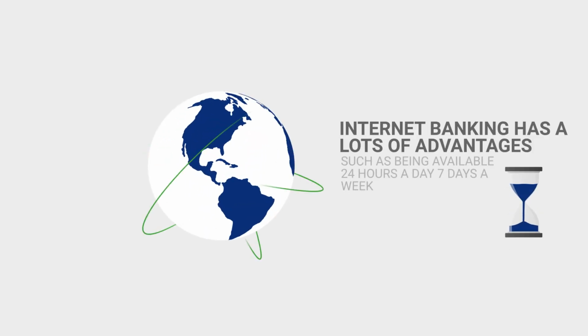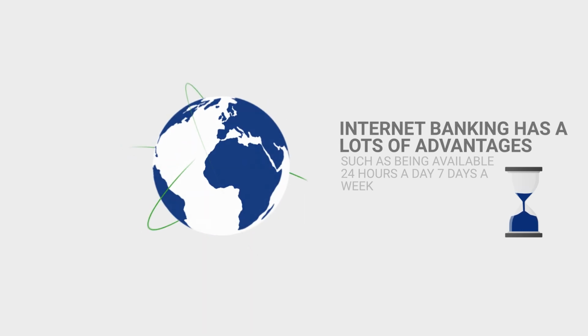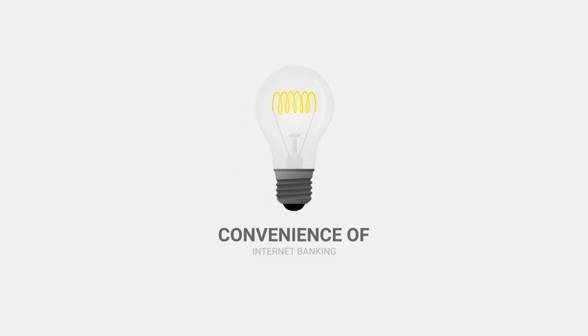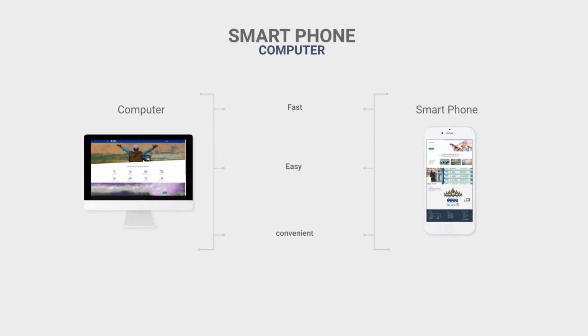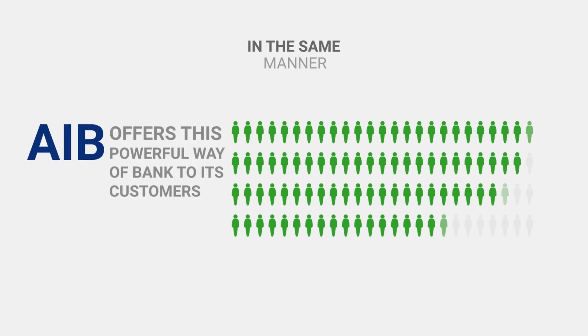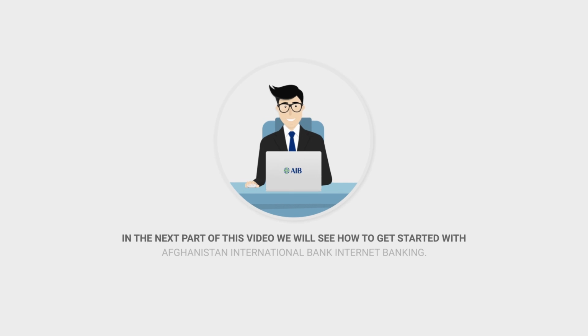Internet banking has lots of advantages, such as being available 24 hours a day, 7 days a week, and the convenience of Internet banking. On a smartphone or a computer, it is fast, easy, and convenient. In the same manner, AIB offers this powerful way of banking to its customers. In the next part of this video, we will see how to get started with Afghanistan International Bank Internet banking.